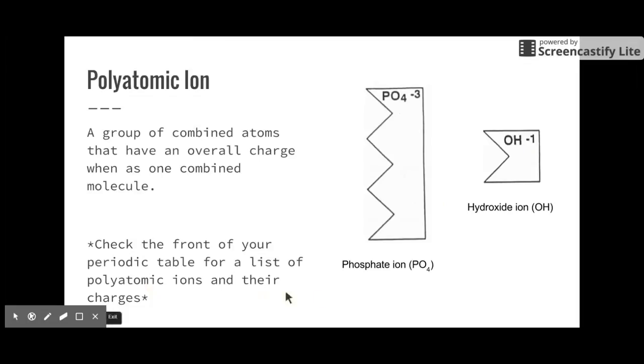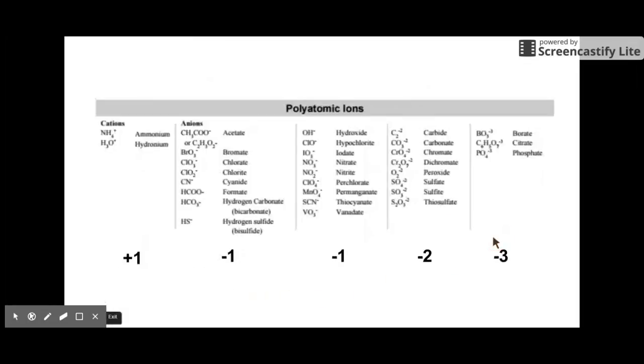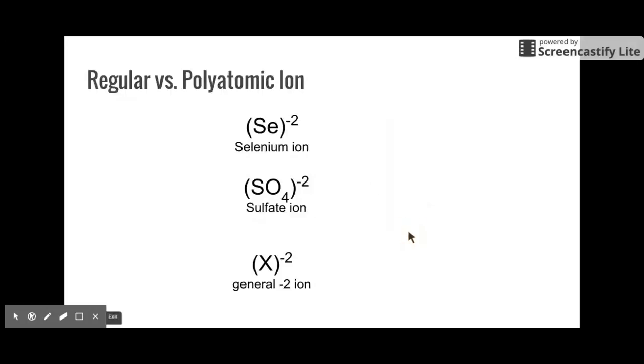So if you go and check the front of your periodic table, you have a list of polyatomic ions that kind of look like this. Now these pieces right here have a +1 charge. All of these ones here have a -1 charge. These ones have a -1 charge. These ones have a -2 charge, and these ones have a -3 charge. So just so you know where we're coming from there. And these are polyatomic ions, or groups of atoms that overall together have a charge of -1.